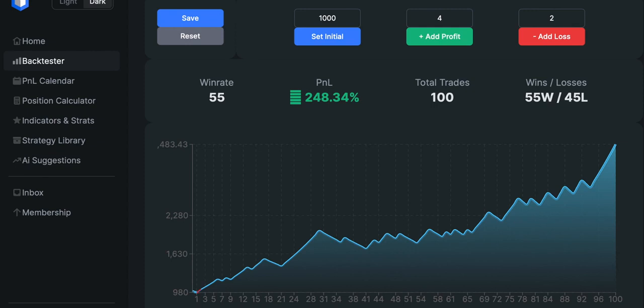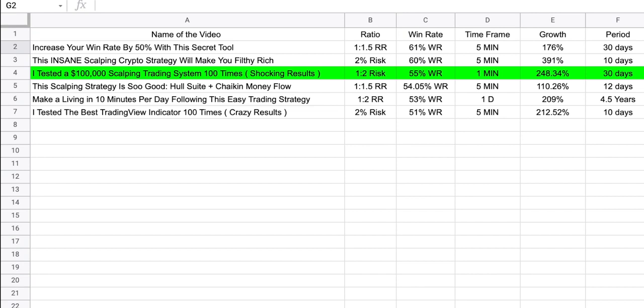So we see we had quite a few winning streaks at the beginning, which gave us a good boost. After that, we had a drawdown and we weren't making any money right here because the market wasn't trending. And once the market started trending again, we started making quite a bit of money. Okay, so let's now compare our system to some other systems we've already tested on our channel.